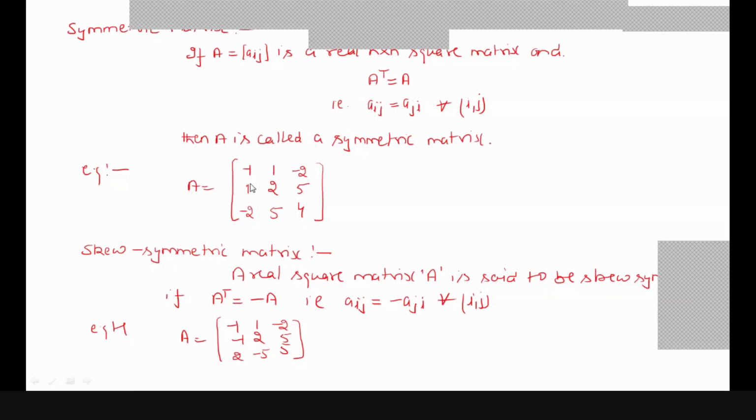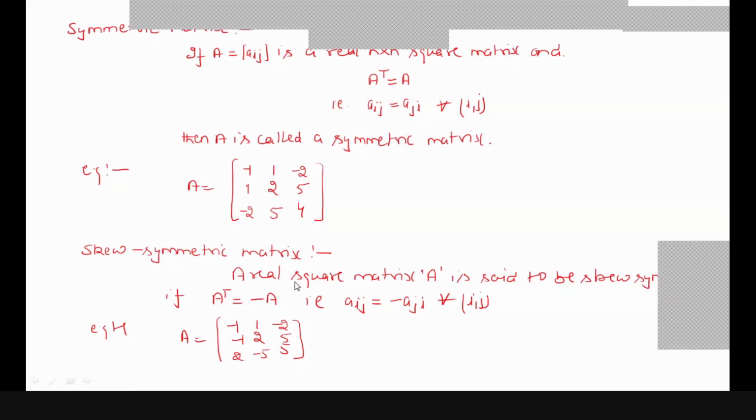For example, suppose the diagonal elements are -1, 2, 4. If the 1,2 element is 1, then the 2,1 element is also 1. If the 1,3 element is -2, then the 3,1 element is also -2. The ijth element is equal to the jith element. Now the 2,3 element is 5, so the 3,2 element is also 5. So it is a symmetric matrix, and if you calculate its transpose, it is equal to the matrix itself.